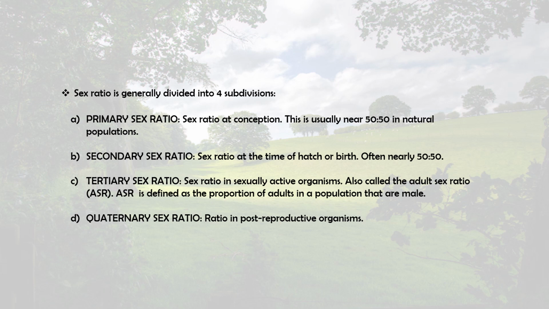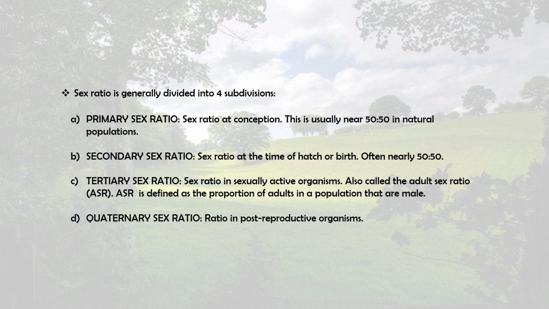And tertiary sex ratio is the ratio in sexually active organisms. It is also called adult sex ratio, ASR. It is defined as the proportion of adults in a population that are male. And quaternary sex ratio is the ratio in the post-reproductive organisms.